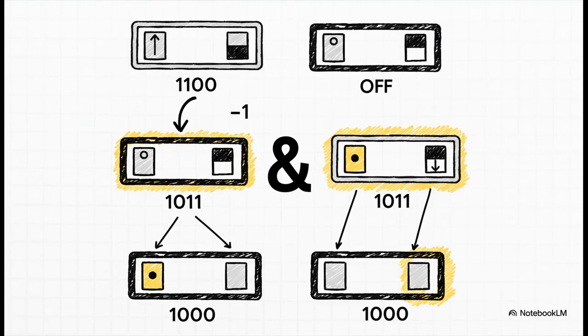Okay, check this out. This is probably one of the most famous tricks in the book, x & (x - 1). Let's just walk through it. Take the number 12. In binary, that's 1100. Now subtract 1. You get 11, which is 1011. See what happened there? That rightmost 1 flipped to a 0, and all the zeros to its right flip to 1s. So when you perform a bitwise AND between them, boom, the lowest set bit just vanishes. We're left with 1000, which is 8.